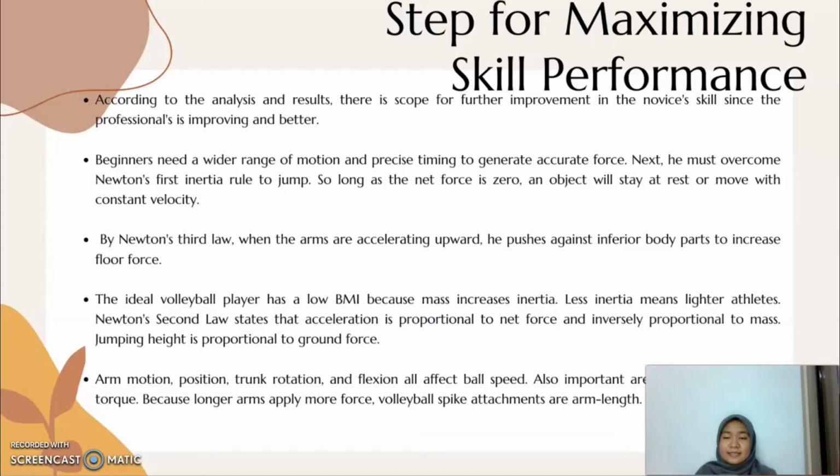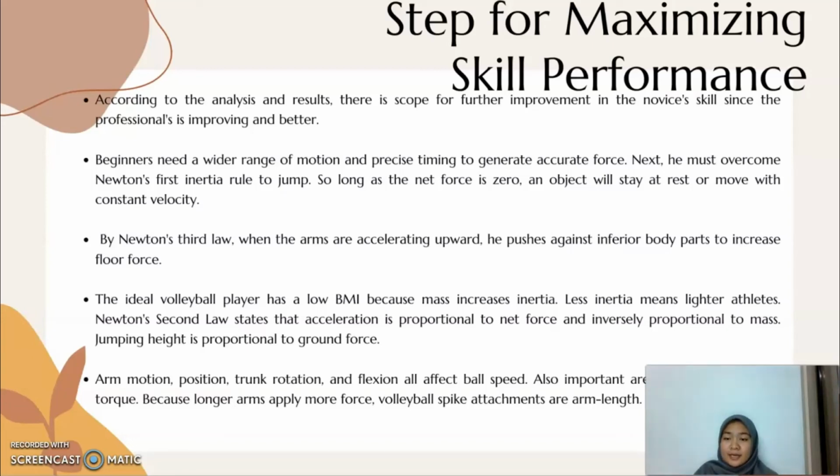Next, we move to the step of maximizing skill performance. According to the analysis and results, there is scope for further improvement in the novice's skill, since the professional is improving and better. The beginner volleyball player or athlete needs a wider range of motion and precise timing to generate accurate force. Next, he must overcome Newton's first law, inertia, to jump. So long as the net force is zero, an object will stay at rest or move with constant velocity.